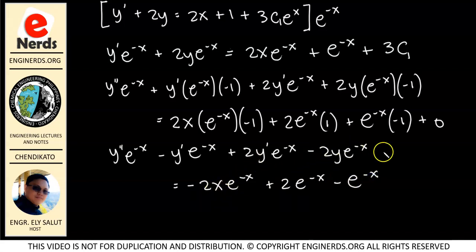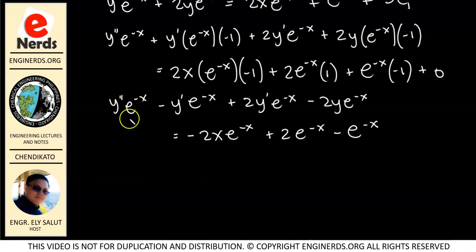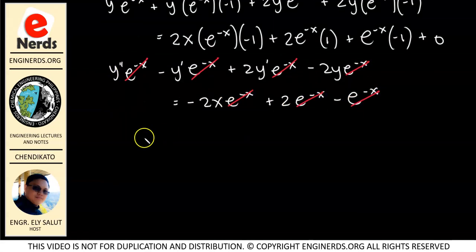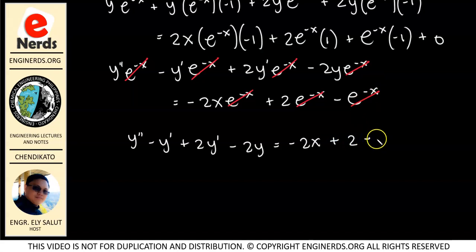Now, as you can see, lahat ng term natin is merong e to the negative x. You know, I can just factor out e to the negative x, then all of that will be cancelled out, no? So, this will be cancelled out. This, and this. So, all of that will be cancelled out, no? When we factor that. So, ang may iwan sa atin is y2 prime minus y prime plus 2y prime minus 2y is equal to negative 2x plus 2, then minus 1.